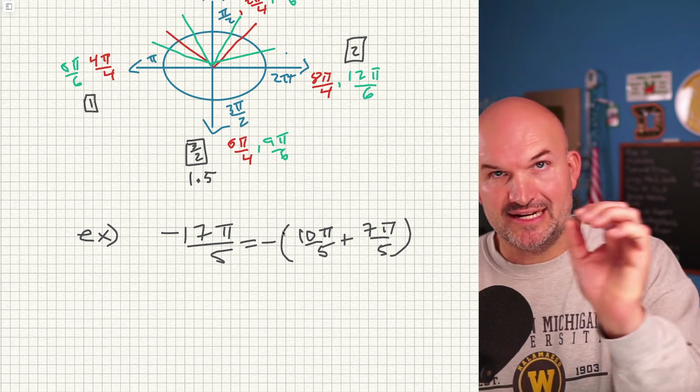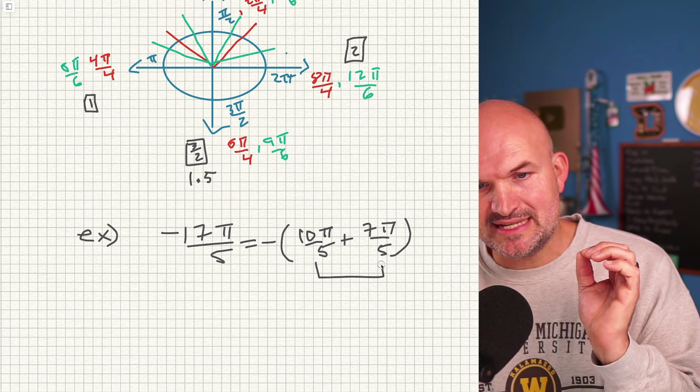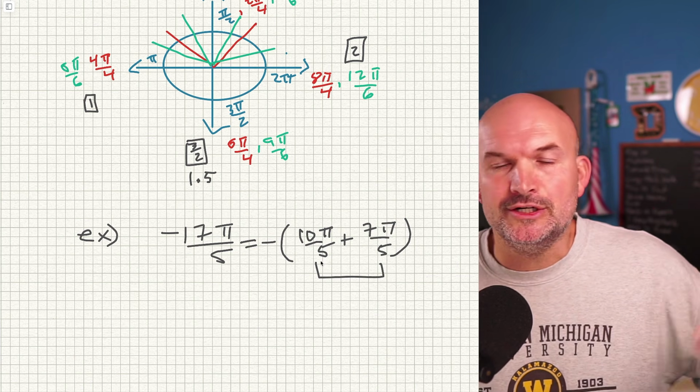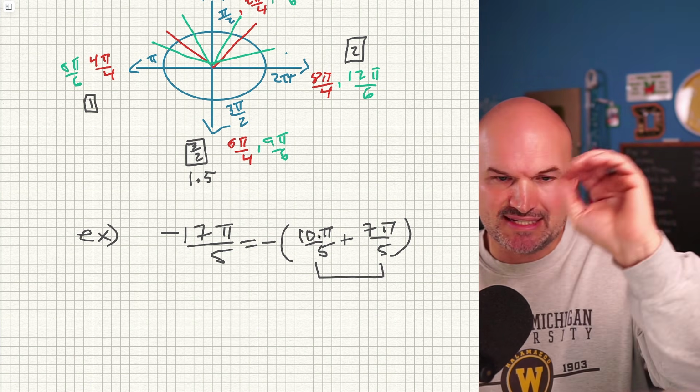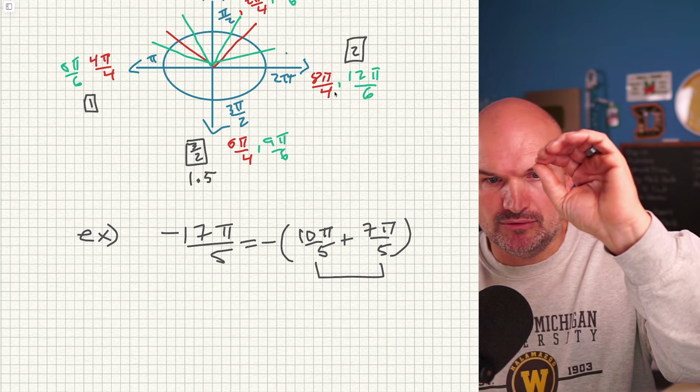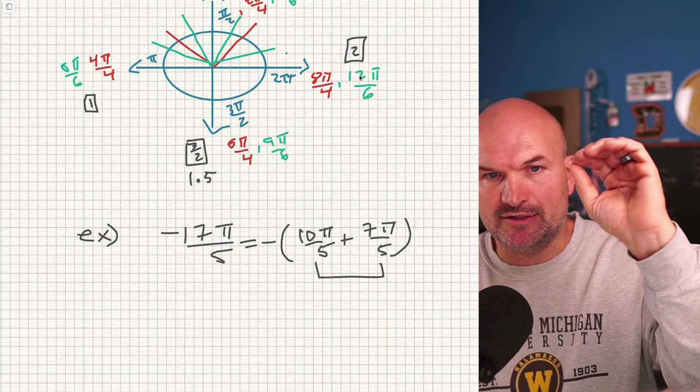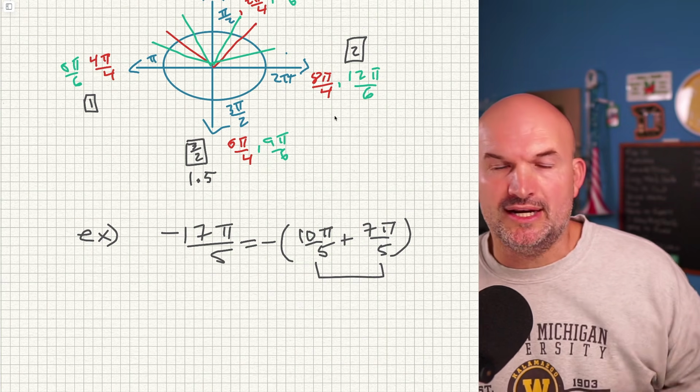Okay, notice how I put the negative on the outside. But what's important about this is I broke this up with what we call period as an aid. Because if you recognize 10 pi over 2, that's equal to 2, right? Or the 10 over 5, that's equal to 2. That's a full revolution of our circle.